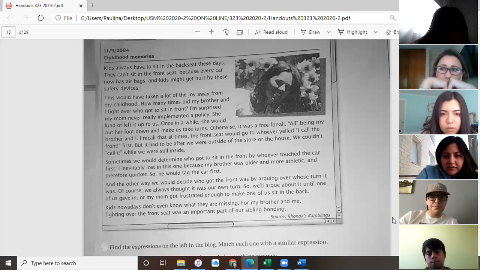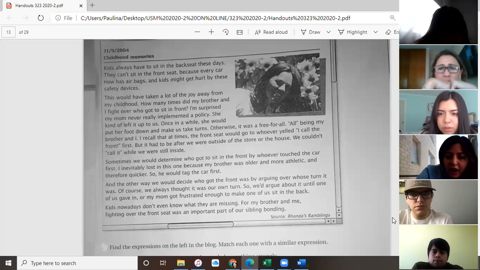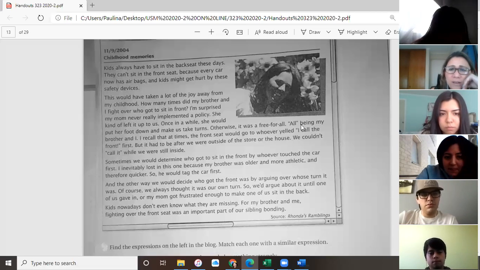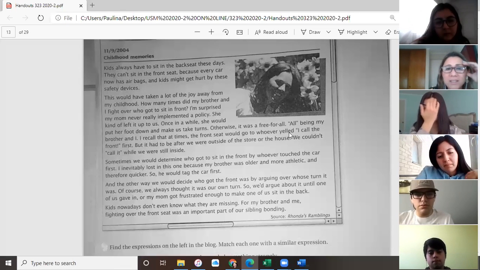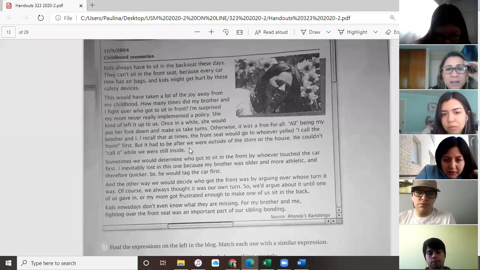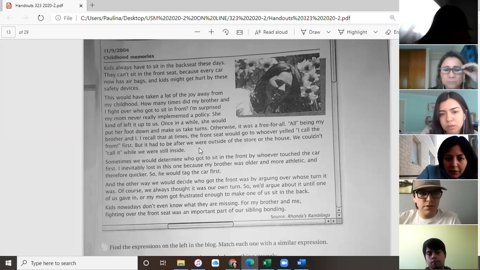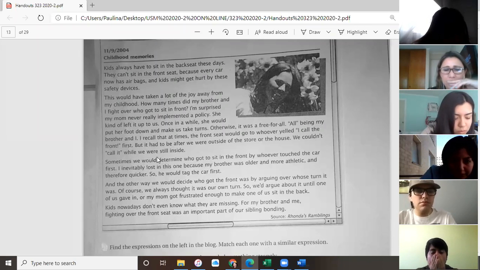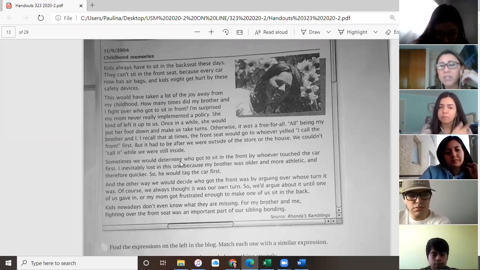I recall that at times the front seat would go to whoever yelled. I called the front first! Yes, it went to whoever yelled. But it had to be after we were outside of the store or the house. We couldn't call it while we were sitting inside.